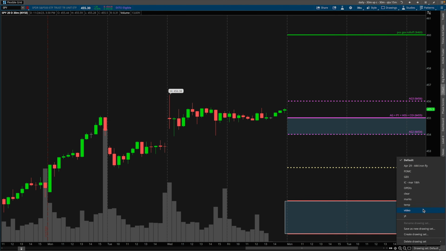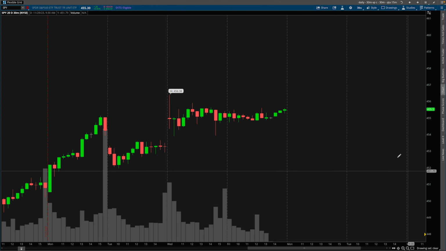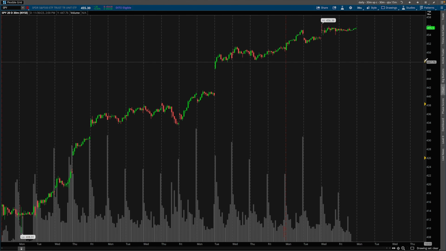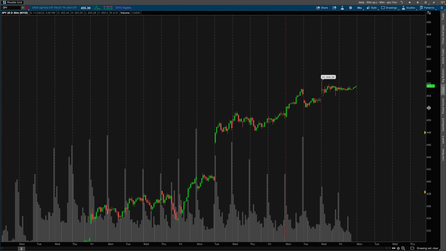Because if I was to go to a clear chart right here, and we just looked at this, it already looks like there's no preparation or there's no plan for the upcoming week. The other thing that I really like about using gamma exposure is that it's, in a sense, forward looking. It is based on the information for the upcoming week.